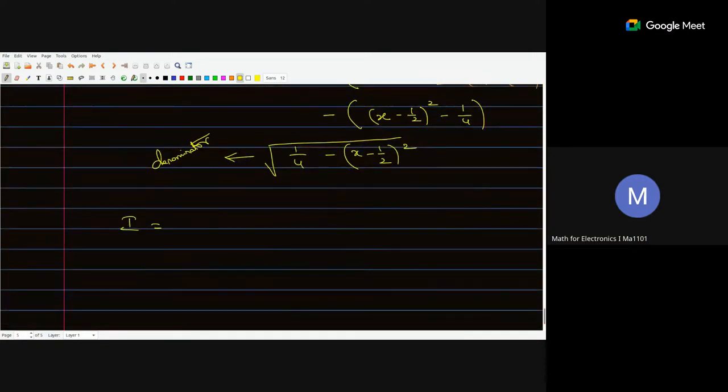Okay. Now I will rewrite this whole stuff. Integral 0 to 1, 4 divided by square root of 1 by 4 minus x minus half whole square dx. Now give me a best substitution that will work on this, and it will give me very nice 1 by root 1 minus x square kind of form.